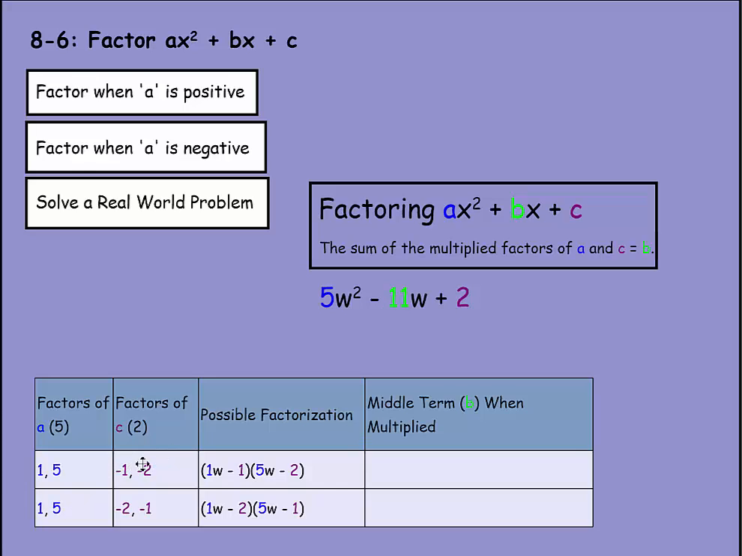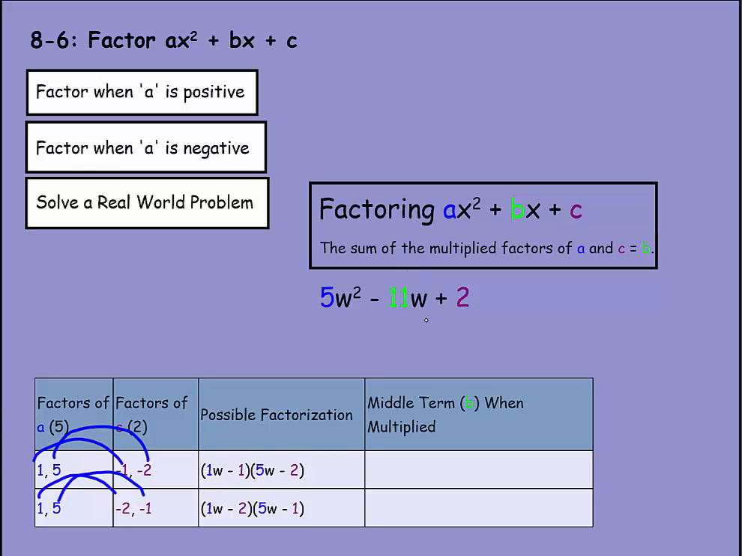Well, there's actually two different ways I can multiply this, right? I could have the 1 matched up with the negative 1 and the 5 matched up with the negative 2. I could also have the 1 matched up with the negative 2 and the 5 matched up with the negative 1. So let's try both options. Since a is with the w's here and the 2 is just the number without a variable, 1 with the negative 1 would be 1w minus 1. And then 5 with the negative 2 would be 5w minus 2.